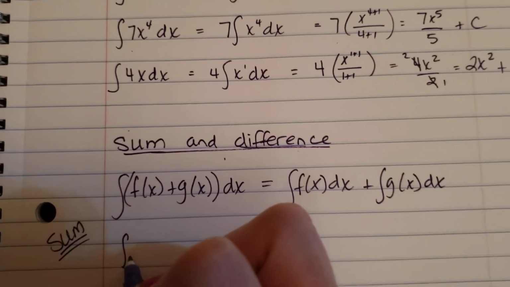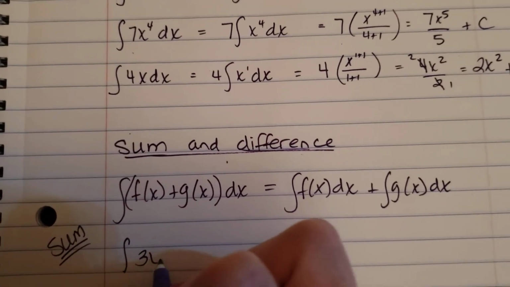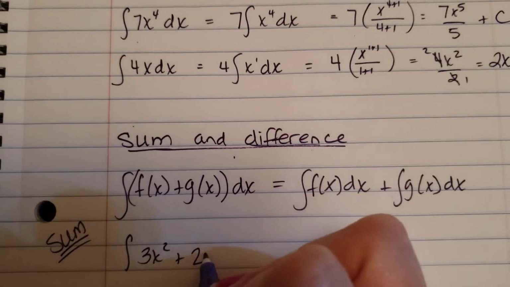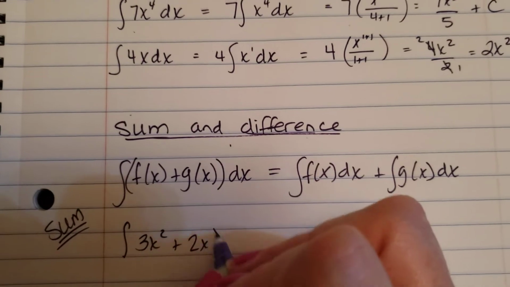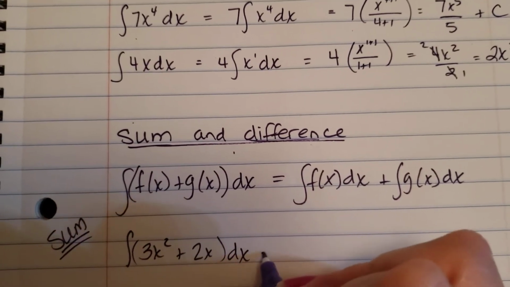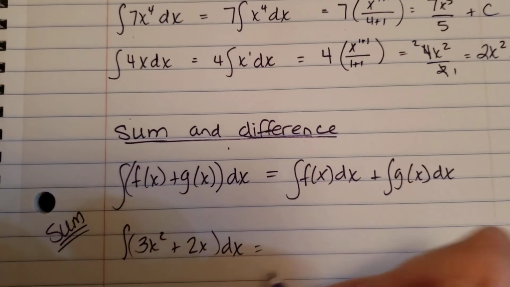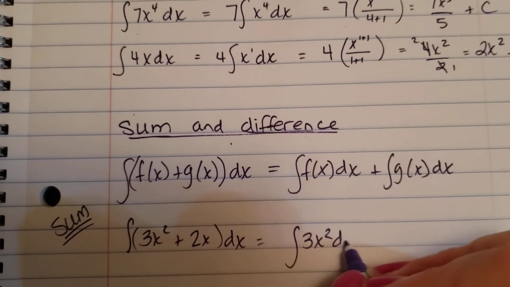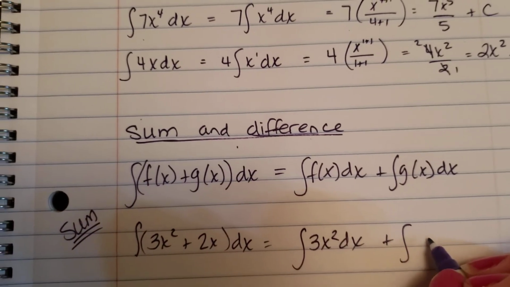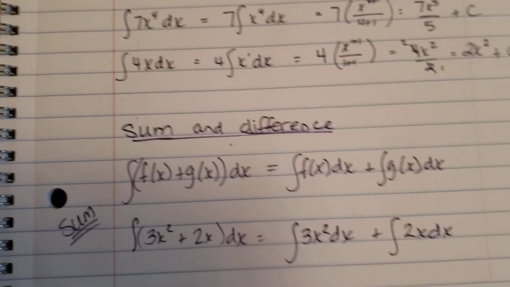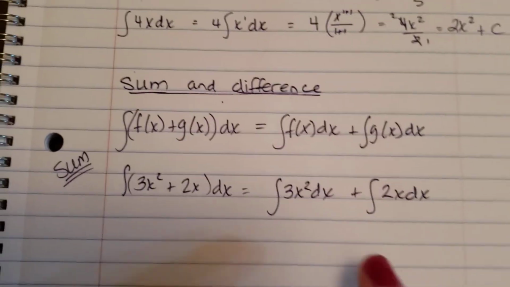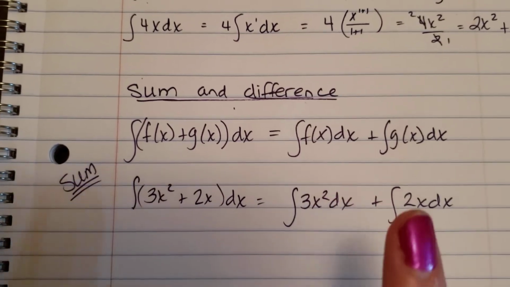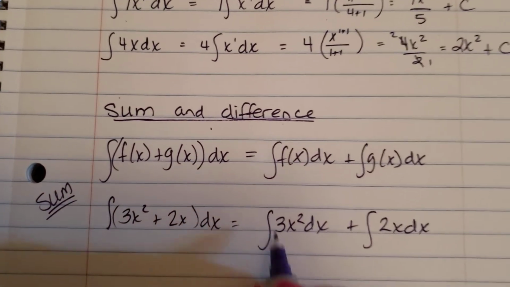So for example, let's say f of x was just 3x squared and g of x was 2x. Okay, so we can rewrite that as the integral of 3x squared dx plus the integral of 2x dx. So for right now, until you get really good at this, and I'm telling you it's confusing for me, take your time. I'm going to separate this out.